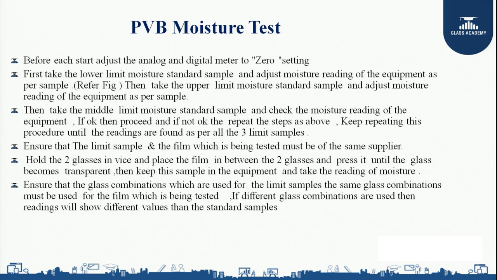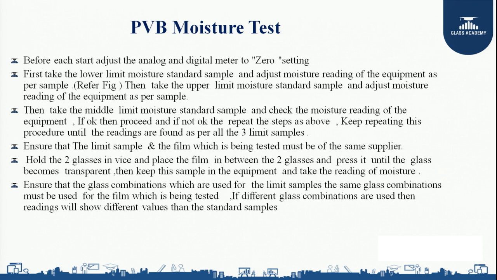Then take the middle limit moisture standard sample and check the moisture reading of the equipment. If okay, proceed. If not okay, repeat the steps as above. Keep repeating this procedure until the readings are as per all 3 limit samples. Ensure that the limit sample and the film being tested are from the same supplier. Hold the 2 glasses in a vertical position, place the film in between them, and press it until the glass becomes transparent.